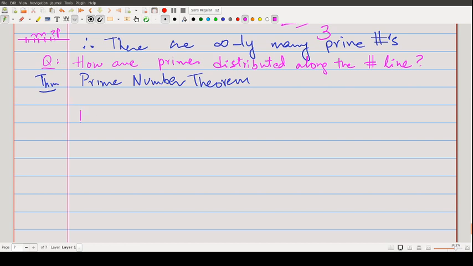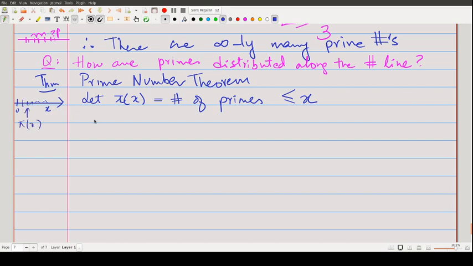Let pi of x be the number of primes less than or equal to x. So let's suppose you've gone as far as x in the integers. You started from 0 and you've gone up until x. If you're looking at how many primes you would encounter in this list, that's pi of x.